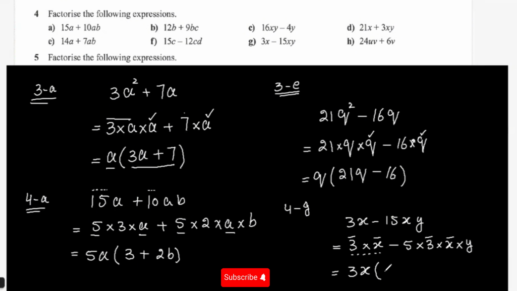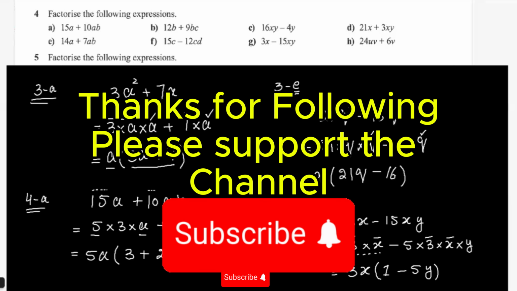So if both are common factors here, we are left with 1, minus, and from the second term we are left with 5y. So this expression 3x minus 15xy can be written as 3x times 1 minus 5y, in the form of its two factors, 3x and 1 minus 5y. This is the method of factorizing algebraic expressions. These are the simple expressions that we can factorize. Next we will try quadratic functions to factorize.